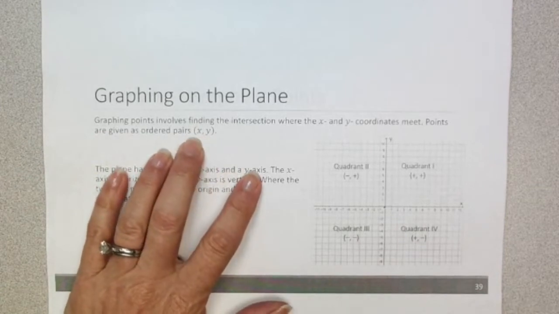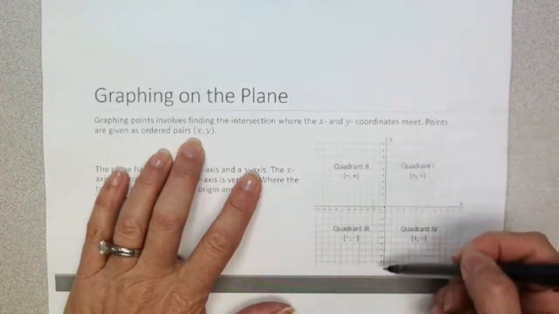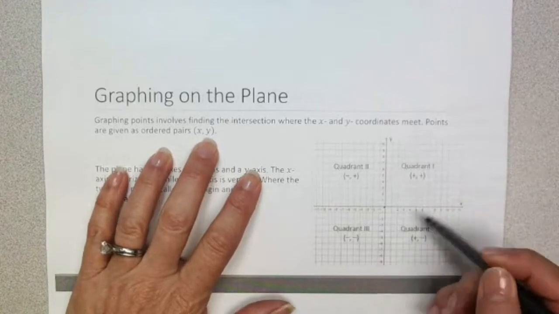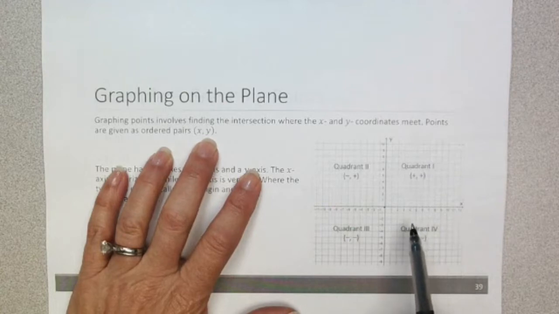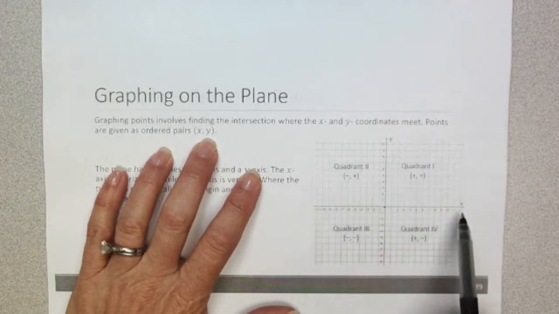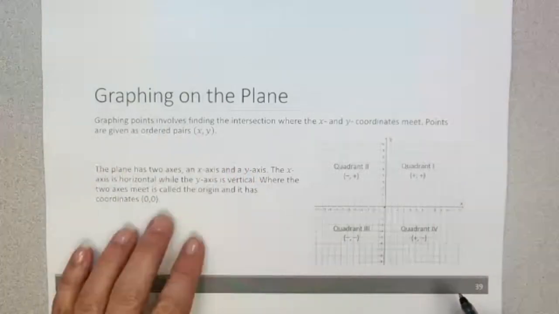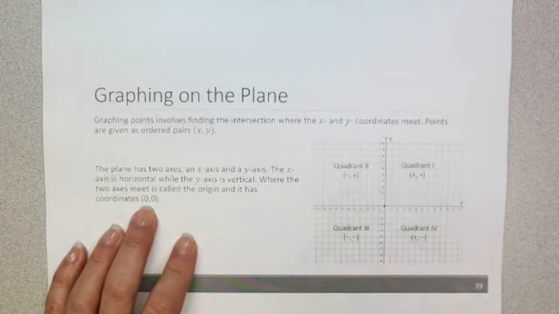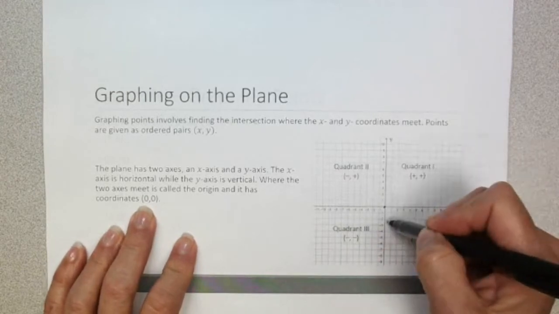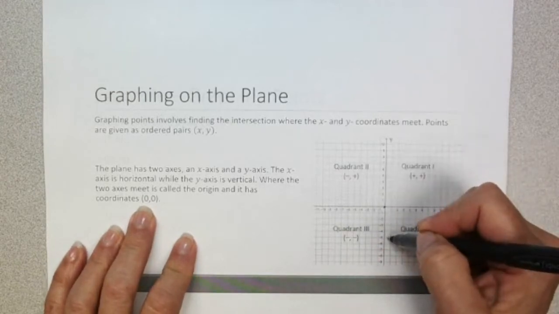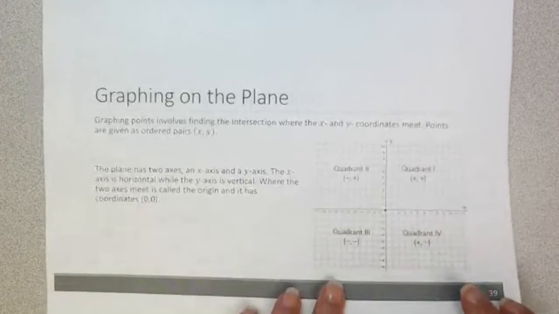The x-coordinate measures the distance of that point from the vertical axis, or the y-axis. The y-coordinate measures the vertical distance from the x-axis, or the horizontal axis. The origin, of course, has the coordinate 0, 0, because it has no horizontal displacement from the y-axis and no vertical displacement from the x-axis.